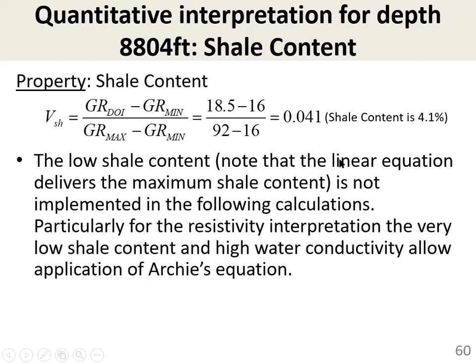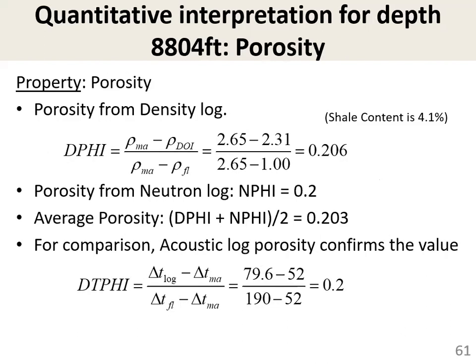So here you see that the shale content is very low. The linear equation delivers maximum shale content. So particularly for resistivity interpretation, the very low shale content and high water content allow you... The most important thing is the low shale content indicates that this is a clean zone and that Archie's equation can be applied.